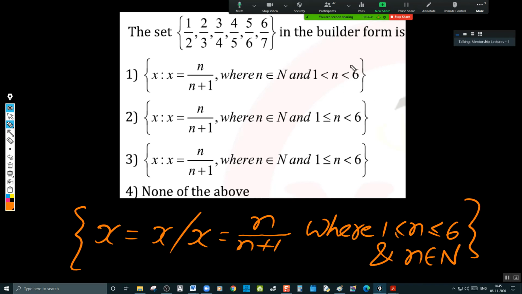I hope you understand, but equality is not present in the answers here. Equality must be there because it is not present in the options. The answer should be none of the above.